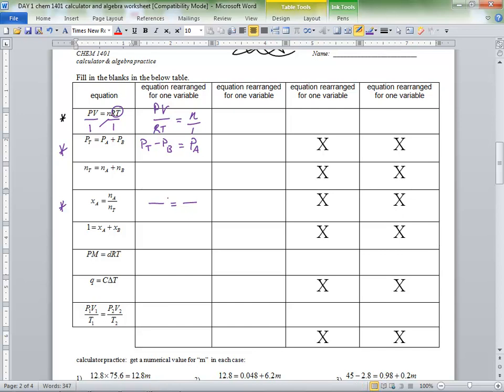Okay, what did she say? We're solving for NT, so bring it where, everybody? To the top, where that XA is, right? What are we going to leave alone?